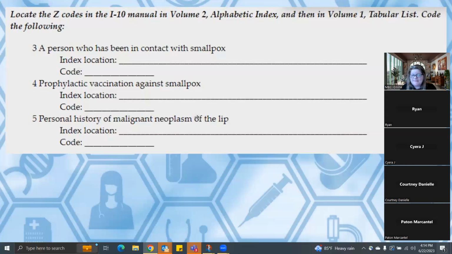Prophylactic. You start with vaccination. But like I said, it's related to immunization, and I'm pretty sure if you look up vaccination in the alphabetic index, it'll say see immunization, so that it'll lead you to where you need to be. But it's immunization, and then encounter for is what it goes down to.